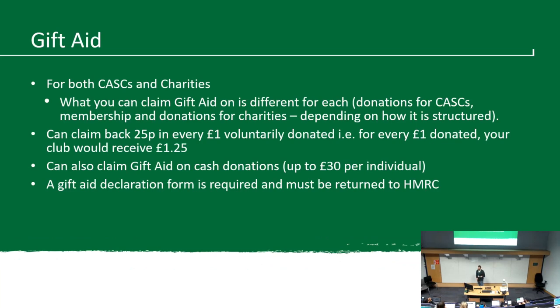Both community amateur sports clubs and charities can claim gift aid. Charities can claim gift aid on both membership fees and donations. Community amateur sports clubs can just claim gift aid on donations. Gift aid is basically 25p for every pound that you receive, so 25% back. And you can also claim gift aid on cash donations.